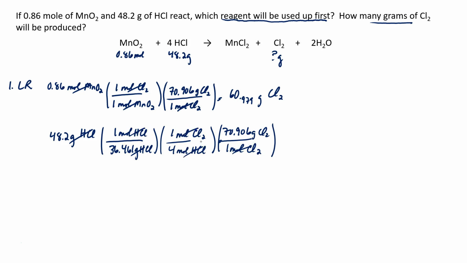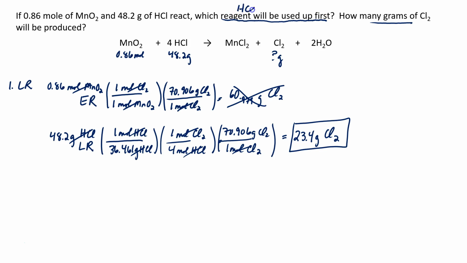So let's do the arithmetic here. And I am getting a smaller number than 60. I'm getting 23.4 grams of chlorine. So immediately we know that HCl is limiting, manganese(IV) oxide is the excess. So we've answered already the question. Which reagent will be used up first? The limiting reagent, that's HCl. And how many grams of chlorine?